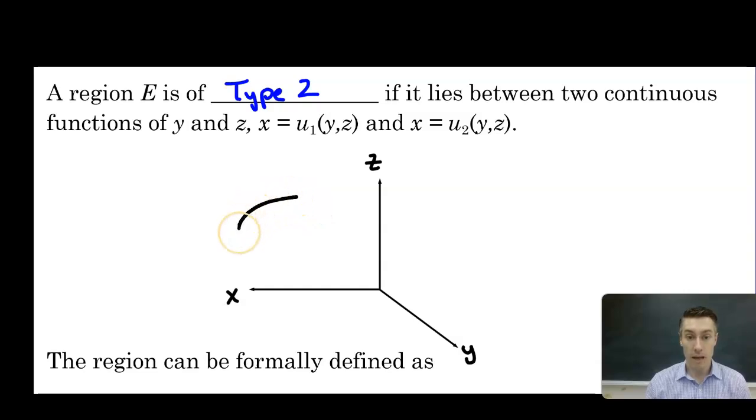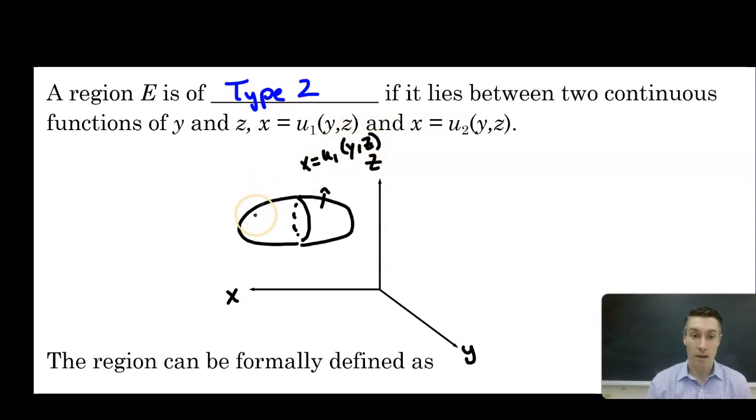So let's imagine we had like a paraboloid here and a paraboloid there. Here we just have two surfaces that wind up intersecting each other, and we're looking at the region defined by both of those solids put together. So this is x = u1(y,z), and here we have x = u2(y,z).